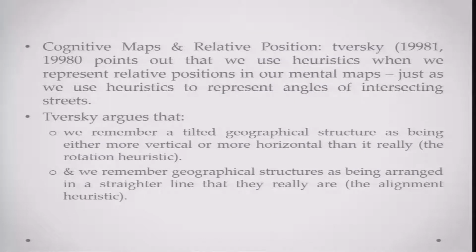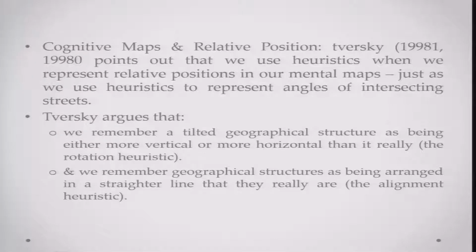So, they did this study wherein they were supposed to estimate shapes of a particular place, and they actually imagined those shapes to be very regularized and very standard. Also, there has been research about cognitive maps and relative position. So, for example, Tversky did this research, and it points out that we are using these heuristics when we are also representing relative positions of objects in our cognitive map. Just as we are using heuristics about the 90-degree angle or symmetry, we are using all of these heuristics to also understand relative position of objects.